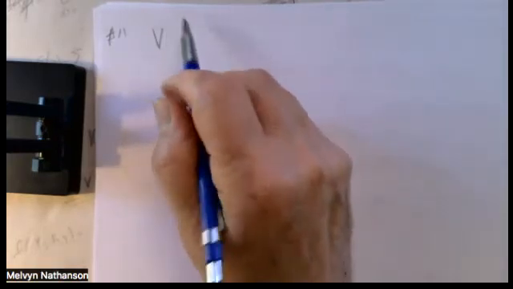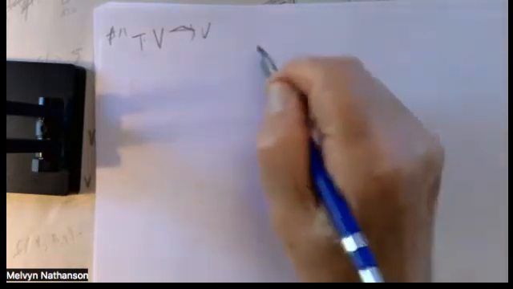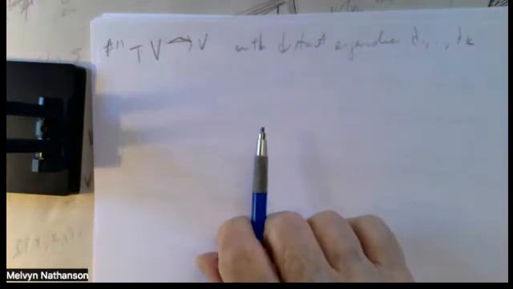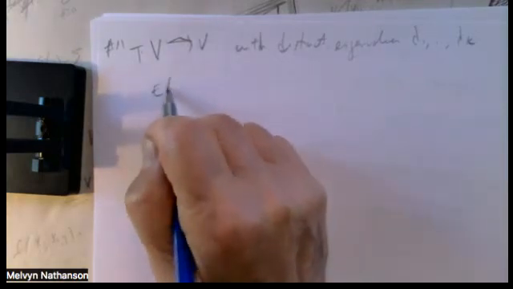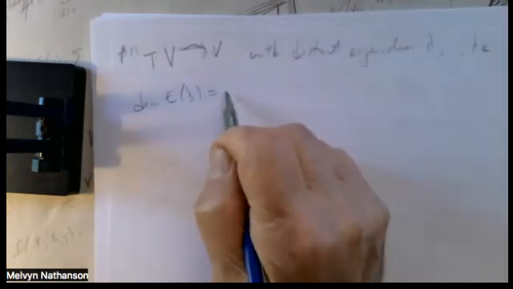So T is a linear operator from the vector space V to itself, with distinct eigenvalues lambda 1 up to lambda k. Let them be distinct eigenvalues of T. And if you take the eigenspace E of lambda i, that has some dimension, say it's d sub i.